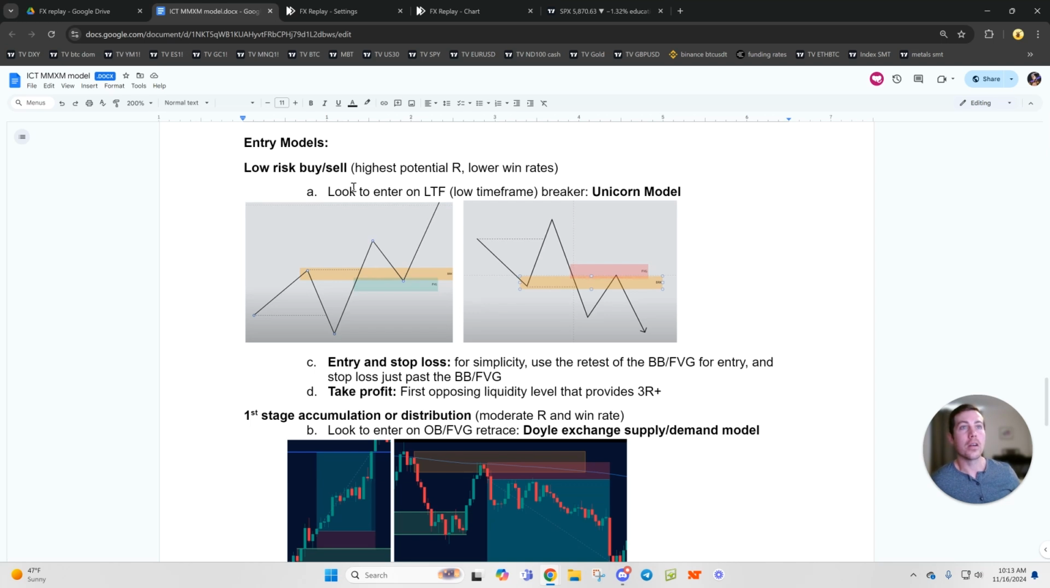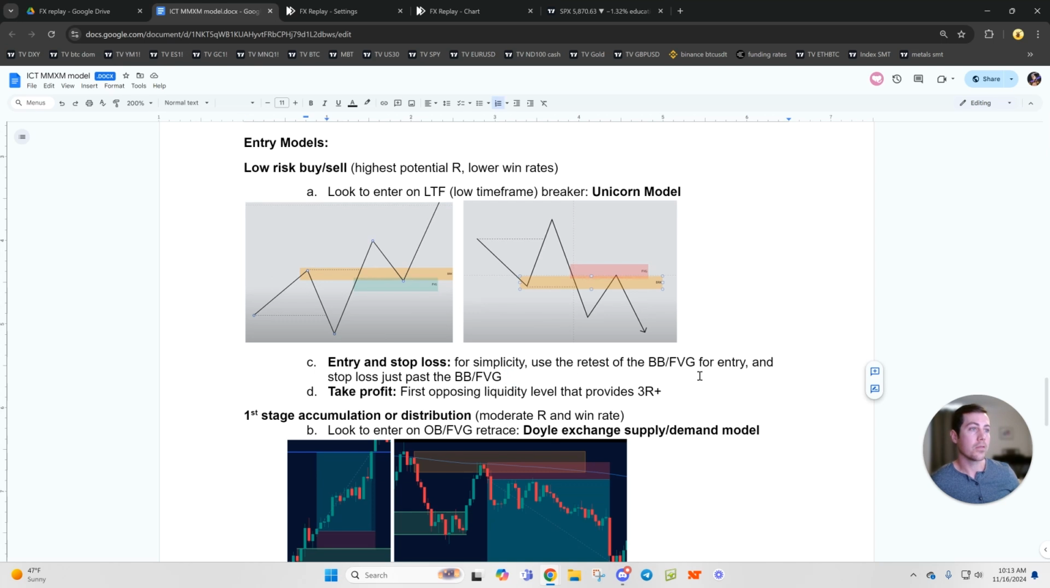So for our low risk buy and sell, ICT generally says to look for breakers, and the unicorn model is kind of the core model that he would recommend for the low risk buy or sell. As we saw a couple weeks ago, if you need to review, I went over the unicorn model. Just a refresher: you're looking for price to form a lower low, break to the upside, and you want to see both an overlapping breaker and fair value gap that you look to enter on the retrace into that and continue to the upside, and vice versa for sells.